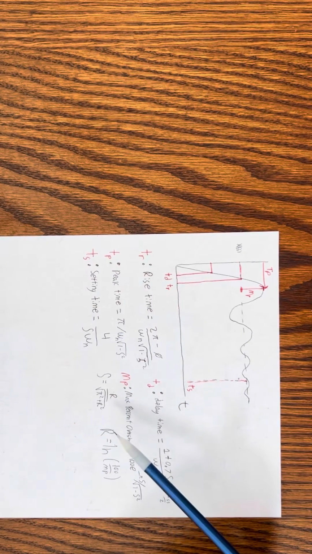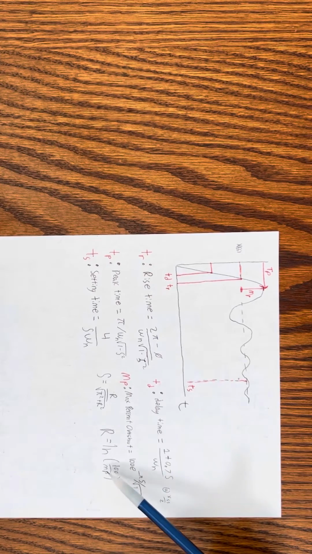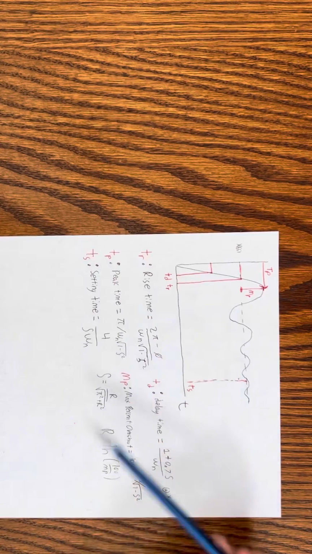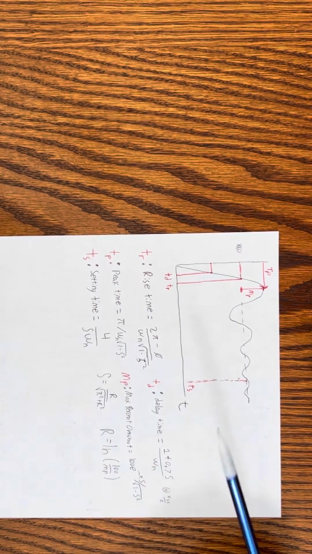And we can calculate this R value with the maximum percent overshoot. We can get zeta from that and calculate all of the rest of these values. Given that rise time, we would have to use a chart, but they're all right here.